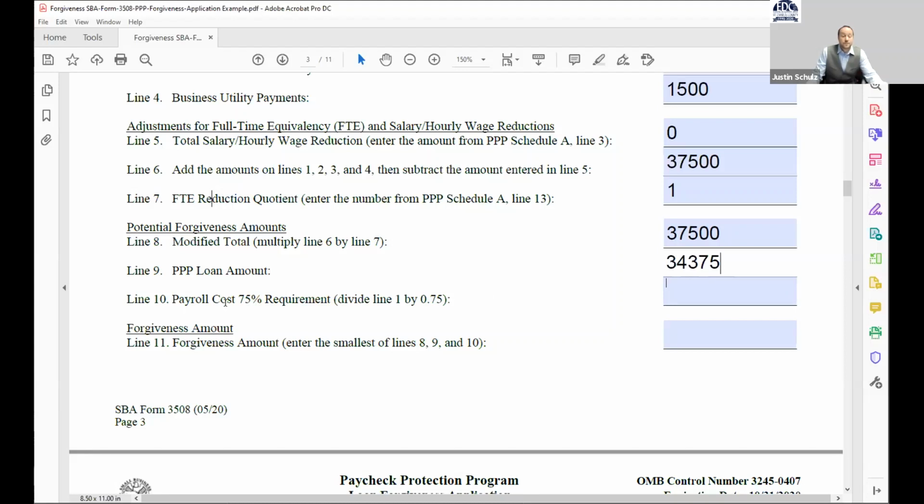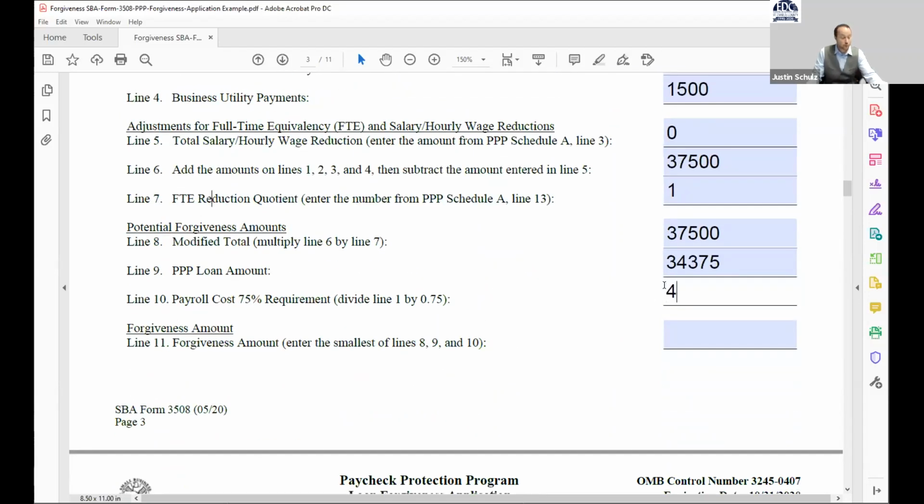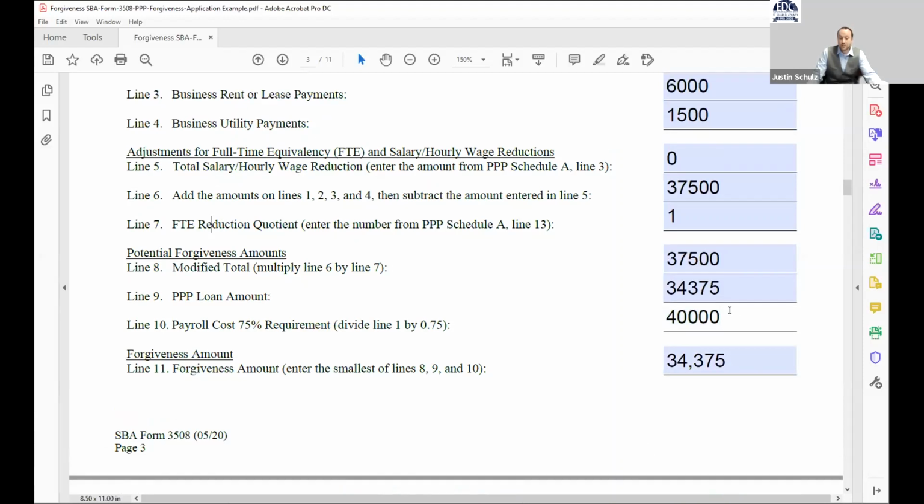And then this is the payroll cost, making sure that you paid enough of it on payroll cost. So you take your payroll cost and then you divide it by 0.75. That was line 1. Divide that by 0.75, and that comes out to $40,000. Your forgiveness amount is the smallest of any of these numbers, and the smallest number on there was the actual outstanding PPP loan. So this is a full forgiveness example of what somebody would do. They actually did more than they needed to in order to get their forgiveness amount.